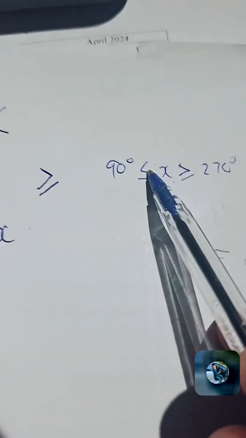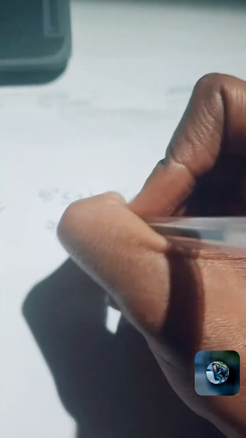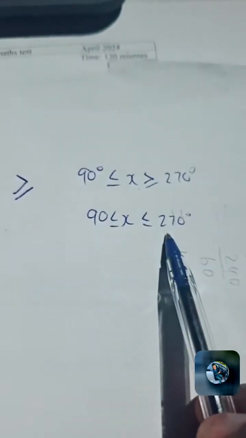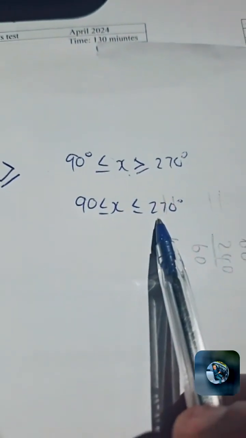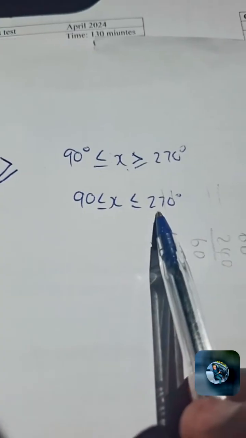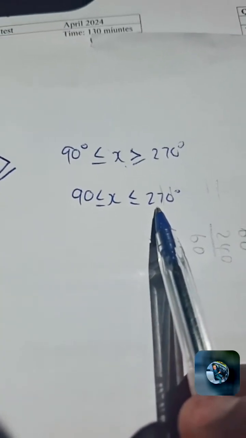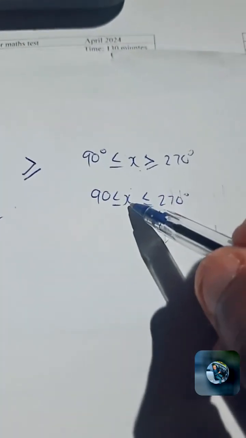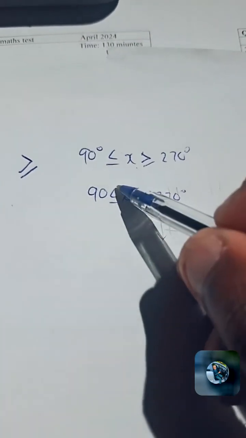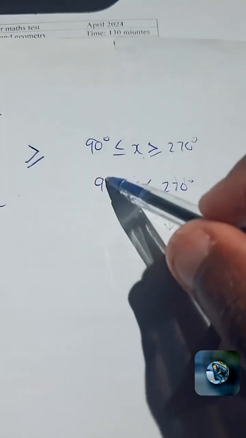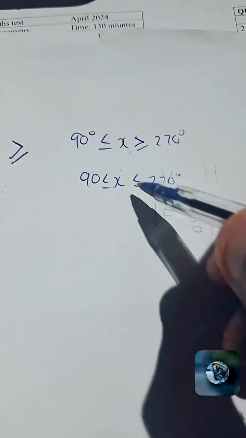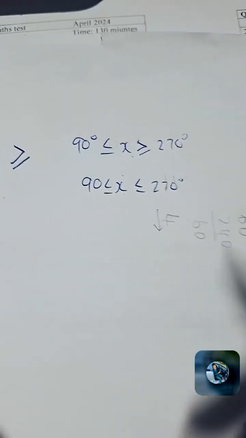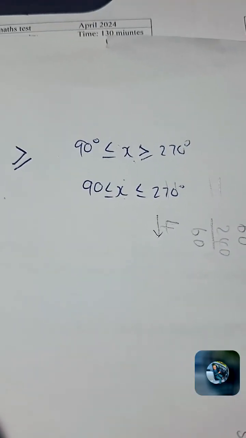That's why I wanted to be sure. What sign do you mean? Okay. I'm sure you wanted to say this. Oh, no. This is what you wanted to say, right? This is what you wanted to write. Because when we read this, if you are saying x, then you are saying x is greater than or equal to 90, but less than or equal to 270. Yes, I wanted to say that.